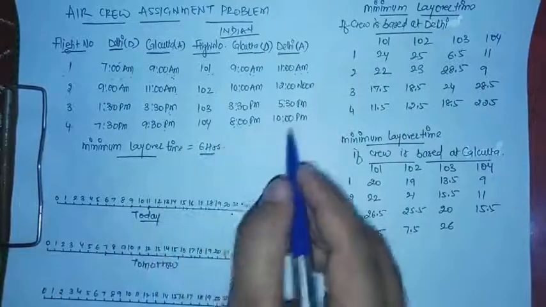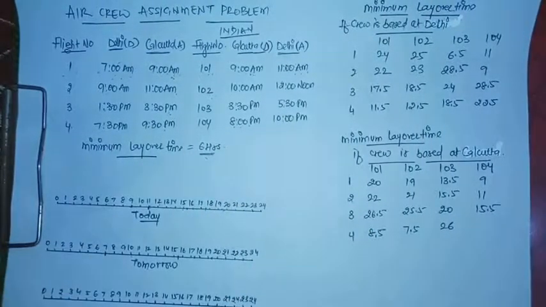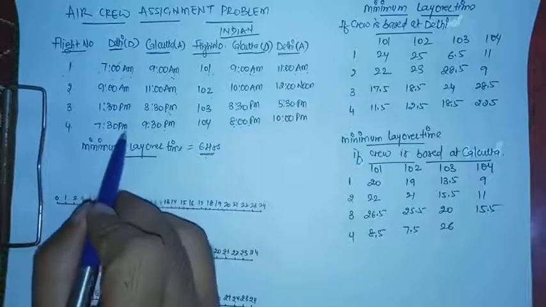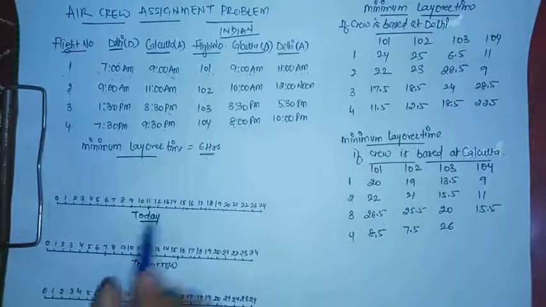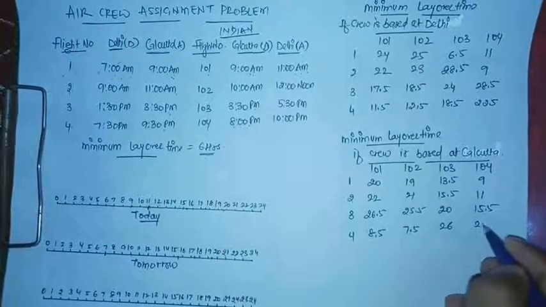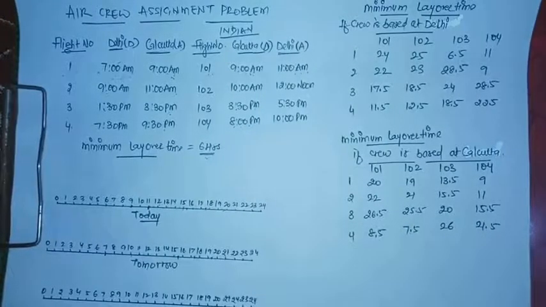15.5. And next one is, if we are moving again from 10 to 7:30 p.m., so 10 to 10, 24, and minus 2.5, because that's 10 minus 7:30, 2.5, 24 minus 2.5, that will be 21.5. Is it okay? Now we have ascertained the minimum layover time if our crew is based at Calcutta. Now what to do next?